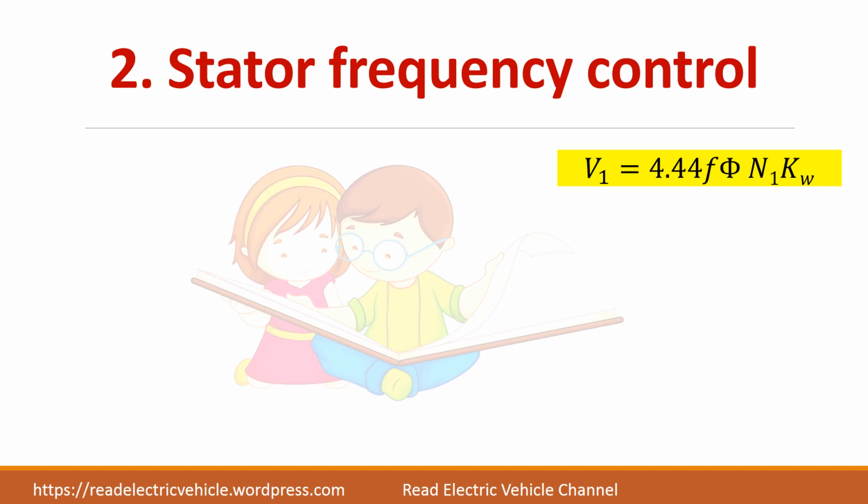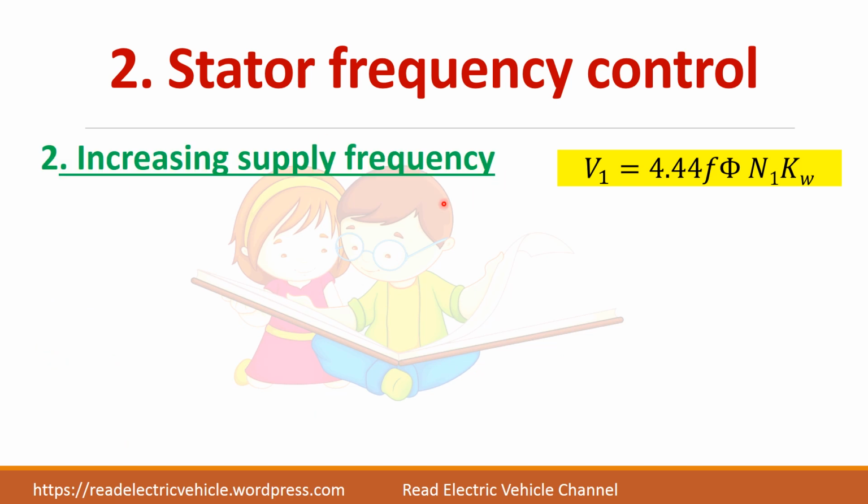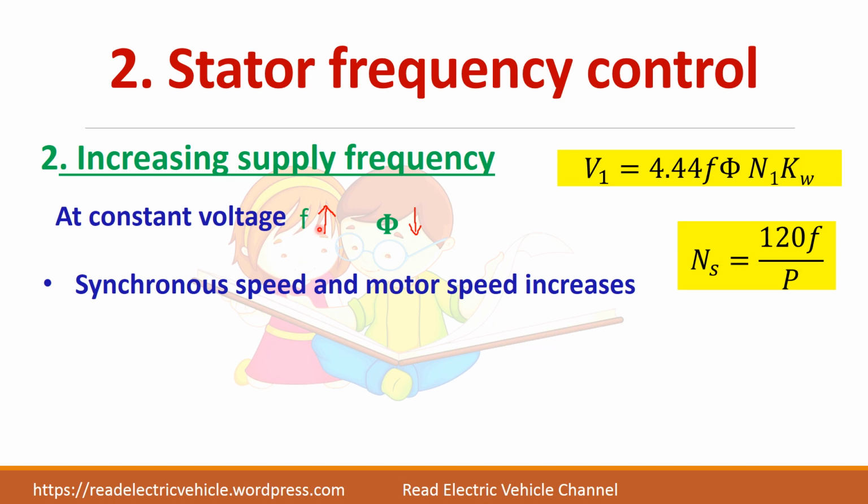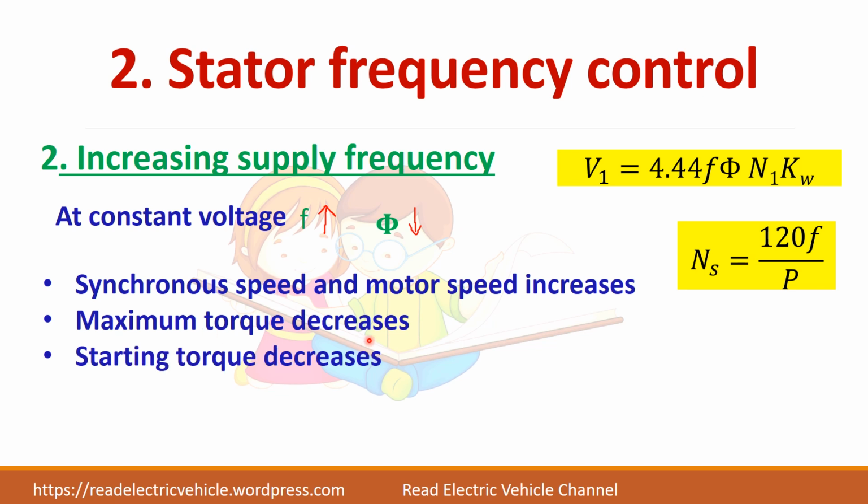Next we will increase the frequency and check. Now at constant voltage you are increasing the frequency, so the flux will decrease. So if you increase the frequency, the synchronous speed will increase, motor speed also will increase, but this flux is directly proportional to the torque. So the torque will decrease and both maximum torque and starting torque will decrease.